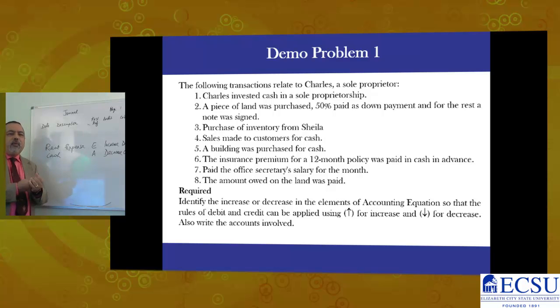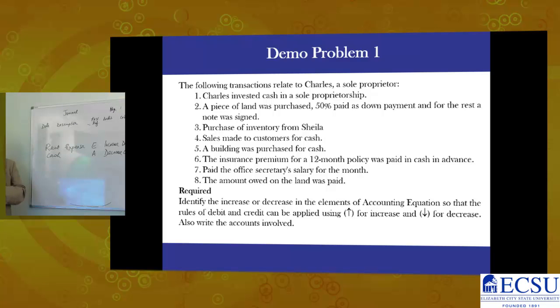Now let's just take a demo problem. The following transactions relate to Charles, a sole proprietor. Charles invested cash in a sole proprietorship. A piece of land was purchased, 50% was paid as down payment, and for the rest a note was signed. Purchase of inventory from Celia. Sales made to customers for cash. A building was purchased for cash. Insurance premium for a 12-month policy was paid in cash. And then paid office secretary salary for the month. The amount owed on the land was paid.